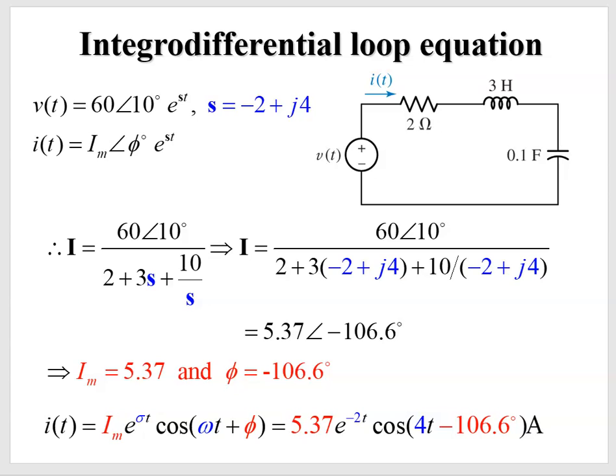So this example shows you how we can work in the S domain. We solve for our currents in the S domain. It's just a subset of what we did with sinusoidal steady state, where S was just equal to 0 plus j omega. All right, that's it for this video.